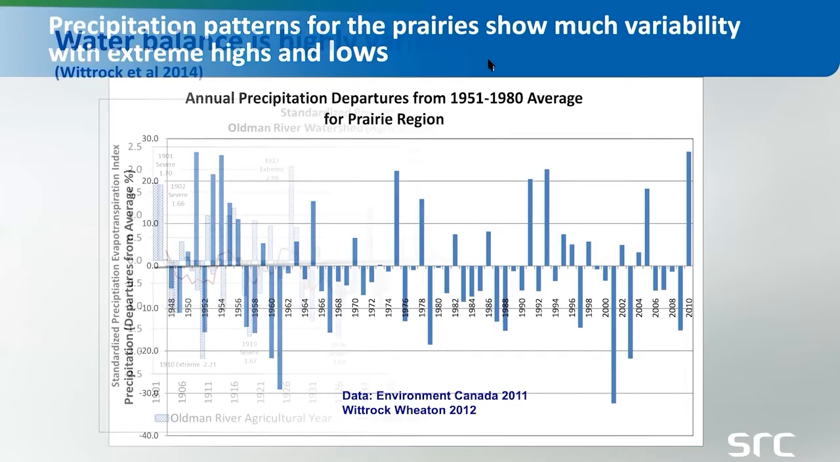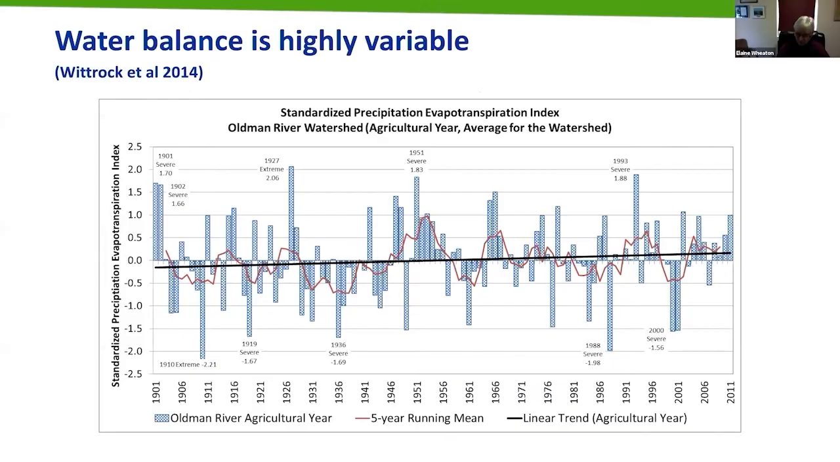Now we really need to look at the water balance, not only the precipitation, not only the temperature, but the combination of precipitation and the atmospheric demand for that water, or how the water is lost through evapotranspiration. And the index we're using here is the standardized precipitation evapotranspiration index. Now there are a lot of other indices for water balance, but the important thing is to use that balance of precipitation and evaporation.